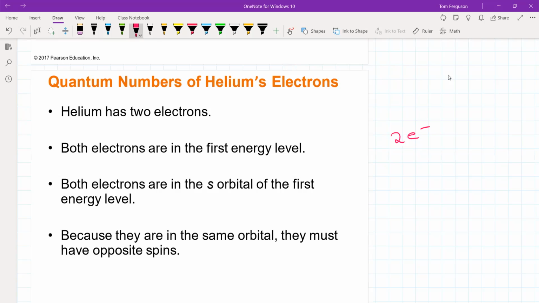If you go back up to the SPDF, S can only hold 2 electrons. So that means all it has is an S subshell. So let's look at the first electron in helium. That's what the first electron looks like. The second electron looks like that.